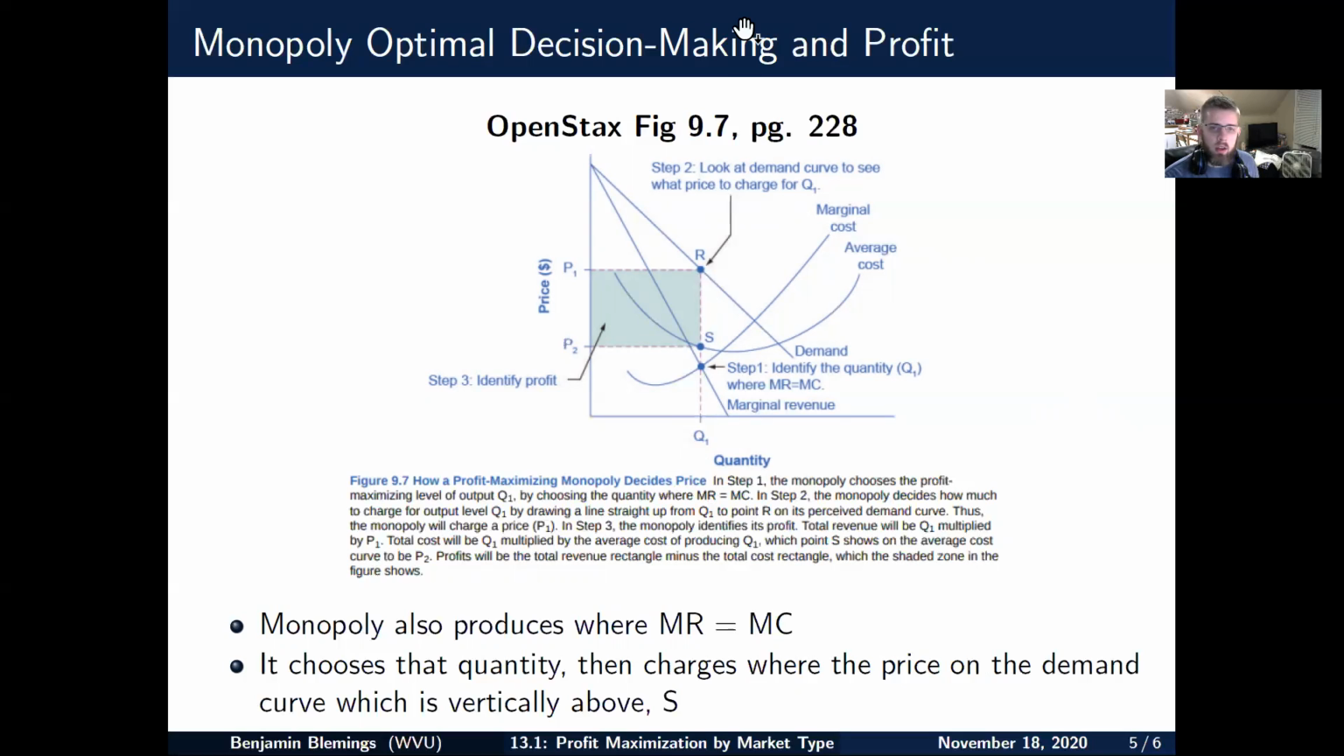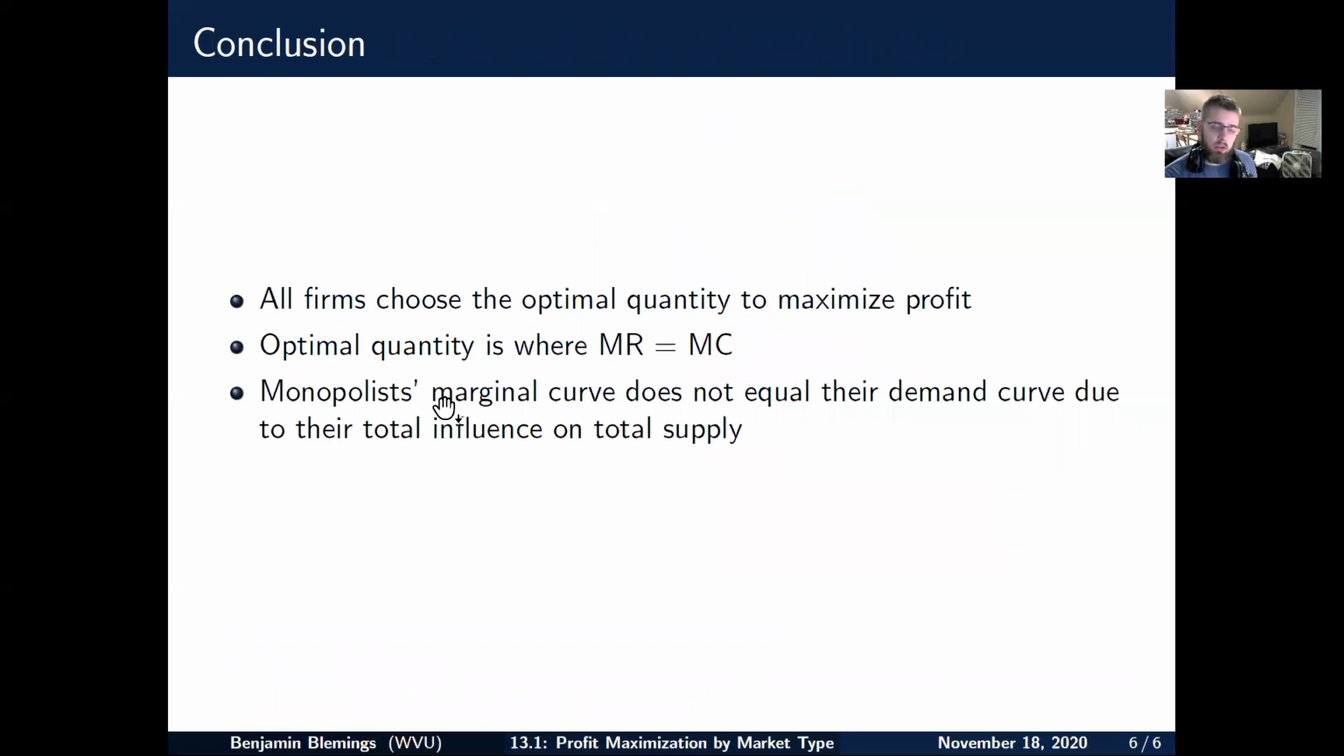So in conclusion, all firms choose the optimal quantity to maximize profit, and this optimal quantity is where marginal revenue equals marginal cost. The only difference between monopolists and perfect competition is that the marginal revenue curve does not equal the demand curve, because they are all of the supply in the market.